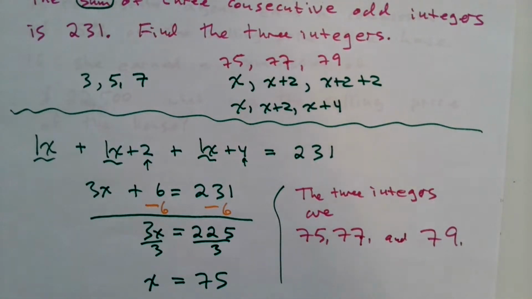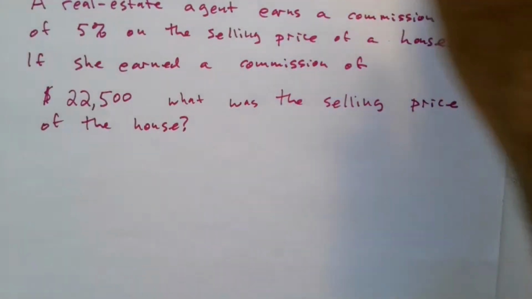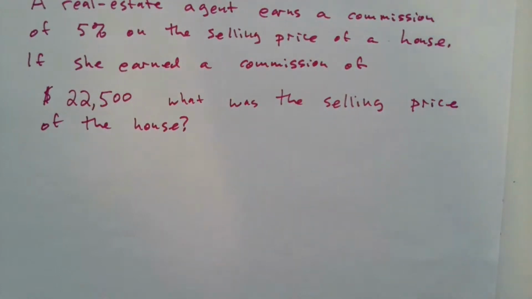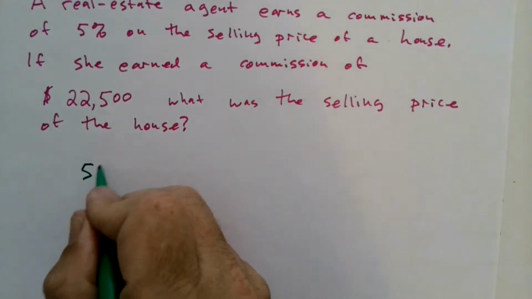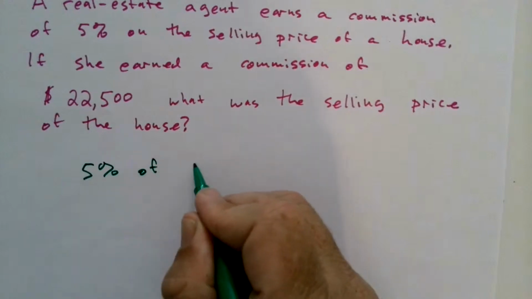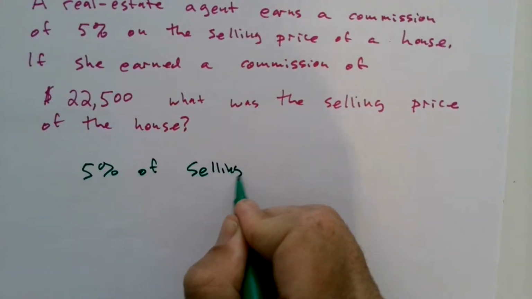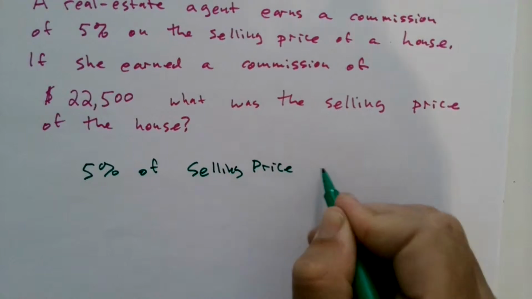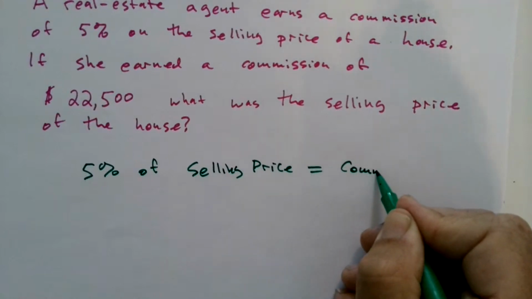All right, let's take a look. I think we have one more word problem ready to go here. And this says a real estate agent earns a commission of 5% on the selling price of a house. If she earned a commission of $22,500, what was the selling price of the house? So if we're going to look at the relationship of these variables, 5% of selling price equals commission.